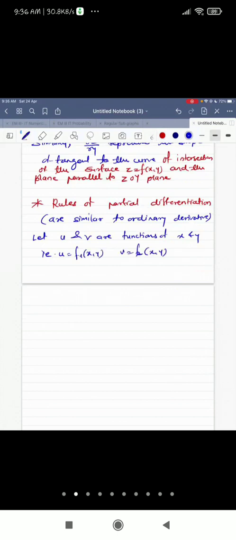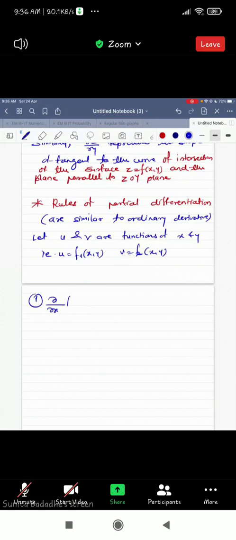Right? Like this. First is the derivative of summation rule. So what is ∂/∂x of U plus V? It is ∂U/∂x plus ∂V/∂x. What is ∂/∂x of U minus V? Negative. Okay. Second rule. If you are finding ∂/∂x of UV, tell me what it means.